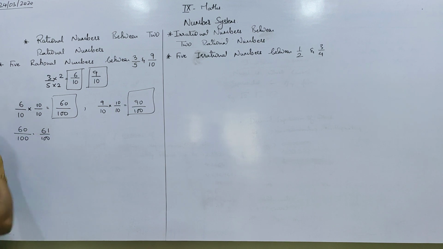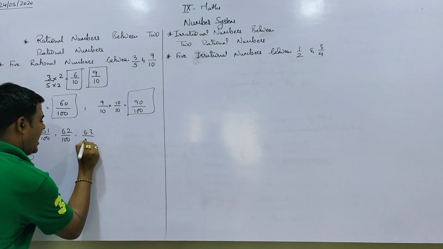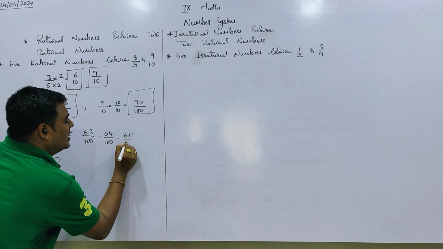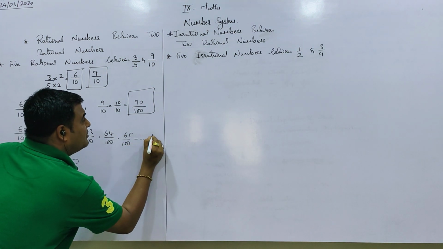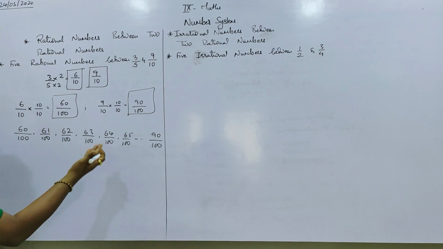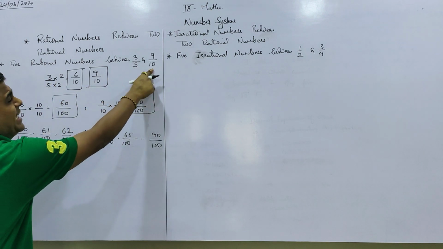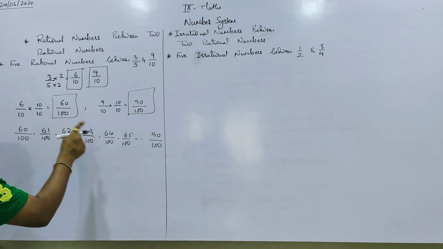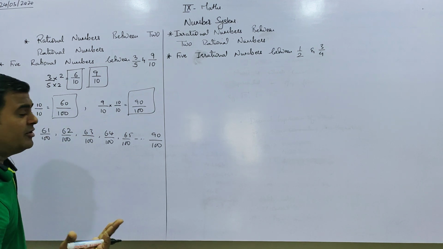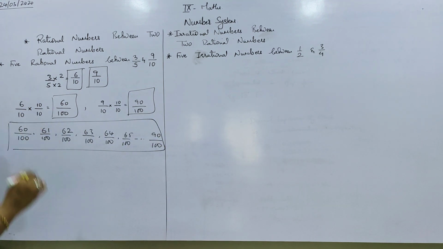61 by 100 is the first number. 62 by 100, second number. 63 by 100, third number. 64 by 100, 65 by 100. You can write any number up to 90 by 100. So we have got minimum 25 to 30 numbers instead of finding 5 numbers. But just by first making the denominators equal and then multiplying the fractions with 10 or either with 20 or with 100. Okay. So we have got 5 rational numbers between 2 rational numbers.